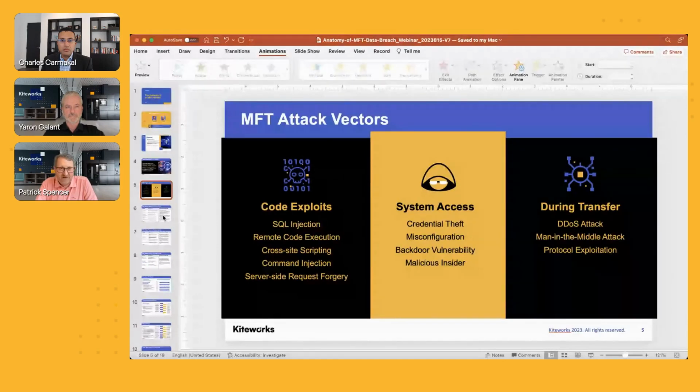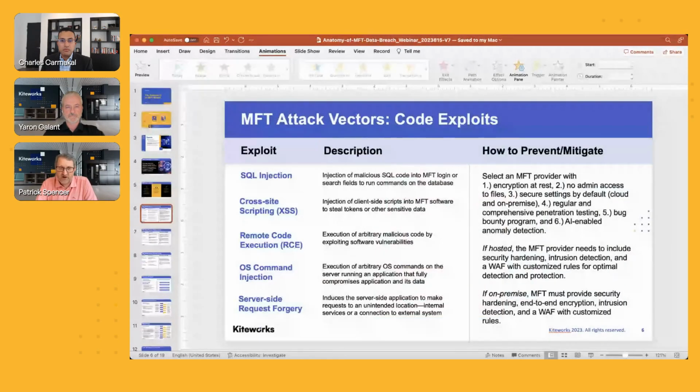And we have 3 slides that we're going to delve into, with a few details on each of these. This one looks at the code exploits. On the left-hand side, you have all the different exploits, the descriptions for each one, and then how you prevent or mitigate. We had some recommendations here that we put together. Select an MFT provider that has encryption at rest, no admin access to files, secure settings by default, cloud and on-premise, regular and comprehensive penetration testing, a bug bounty program, and finally, AI-enabled anomaly detection. And Jeroen's going to talk a bit about that capability that's in the Kiteworks platform today.